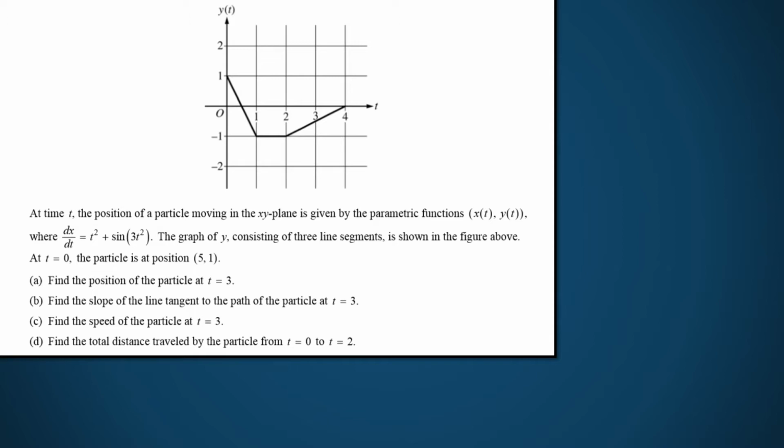So starting here, we've got a parametric equation for the horizontal velocity in terms of time given here in dx over dt. And I've got a graph of the vertical position in terms of time given here in y of t. I want to find the position of the particle at t equals 3. What do I have to do?